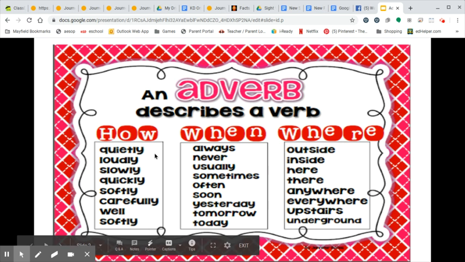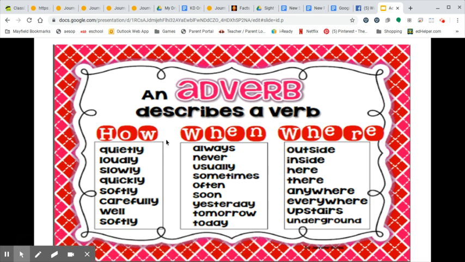An adverb can also describe a verb. So it can describe when we do something. So it can tell that we do something always. I always do my homework. I never make my bed. I usually, what do I usually do? I usually go to bed around 9 o'clock.